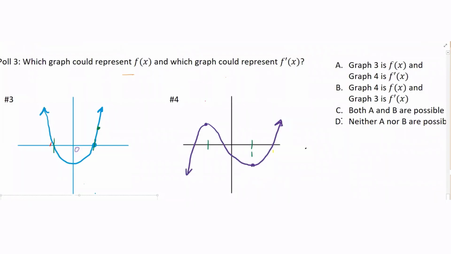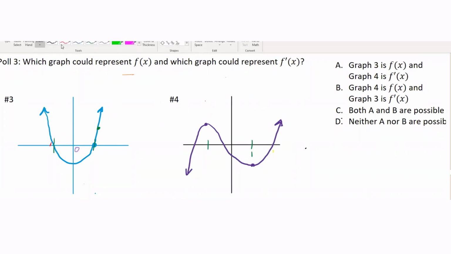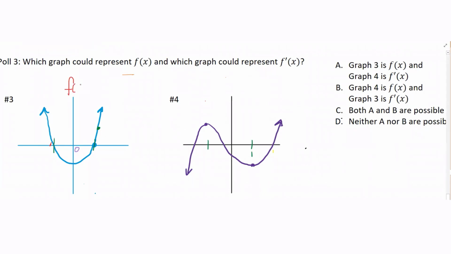So let's start by just assuming that the function that we're taking the derivative of is number 3. Let's just say, okay, what if this was f of x? So if this is f of x, I want to think about its slopes. So where does it have a 0 slope? Where is the slope equal to 0 for what x value? It looks like at the vertex. Yes, there you go. The vertex appears to be on the y-axis, doesn't it?